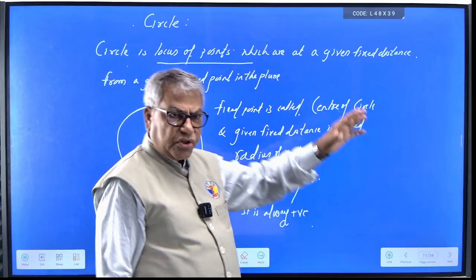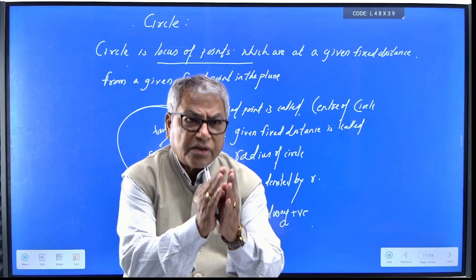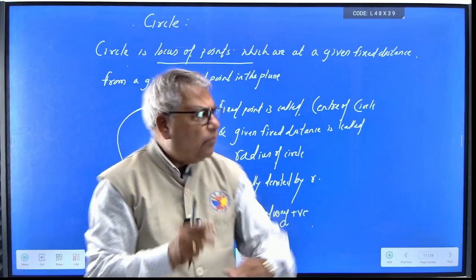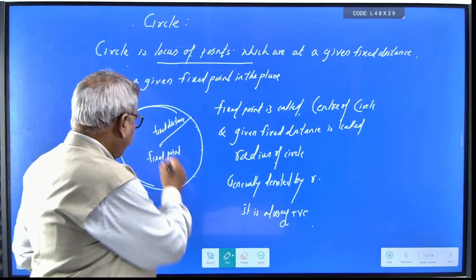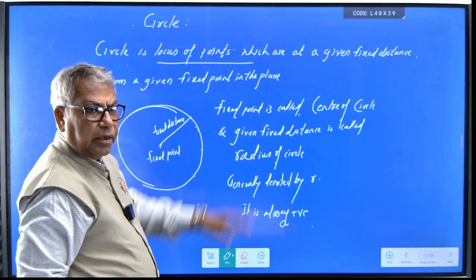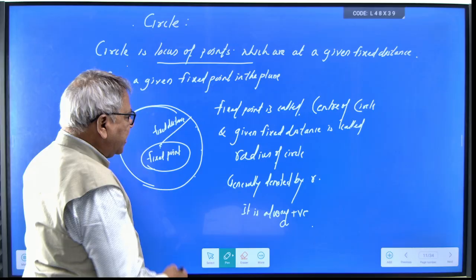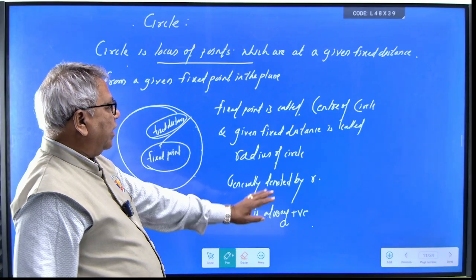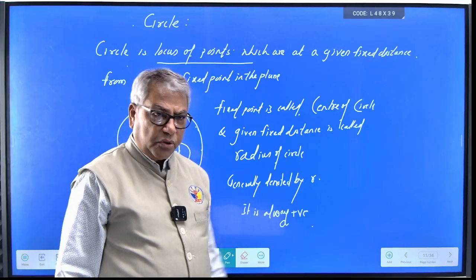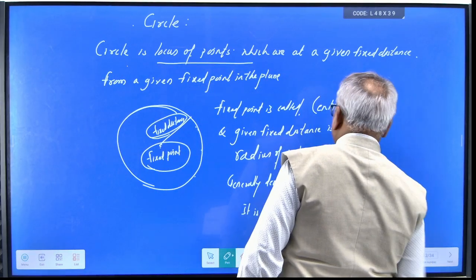What type of points? Points which are at a given fixed distance. A certain distance is given to you, at a given fixed distance from a fixed point. There is a fixed point in the plane. So this is a circle. That fixed point is called the center of a circle. The fixed distance is called the radius of the circle. Radius is always positive.